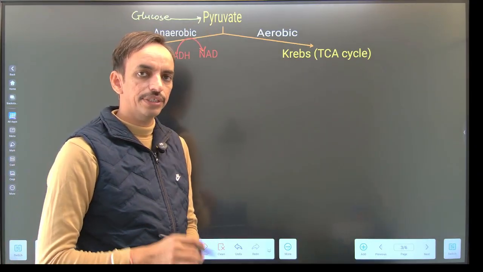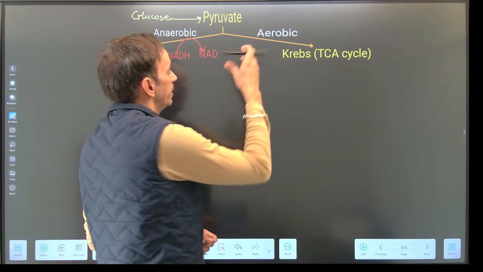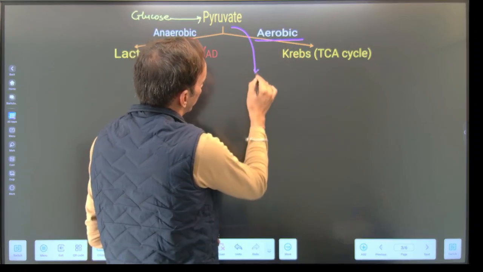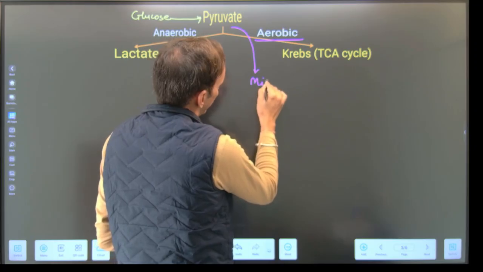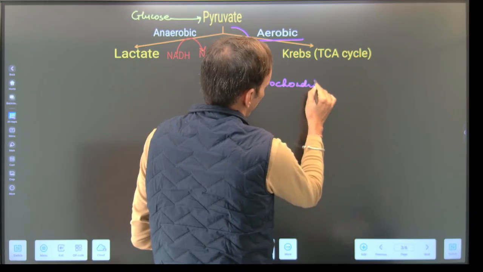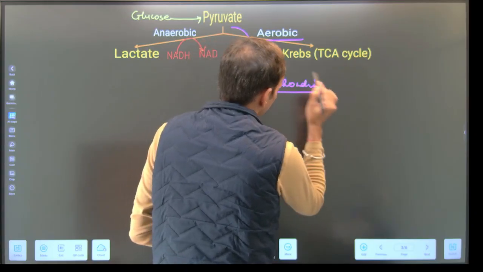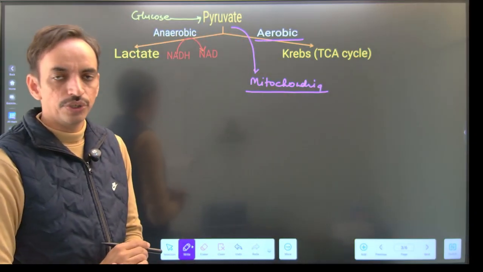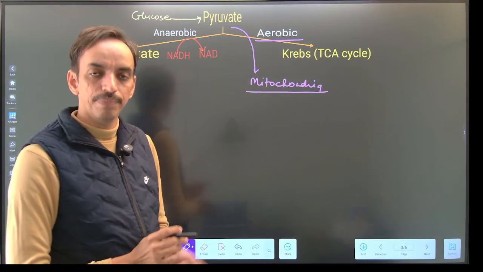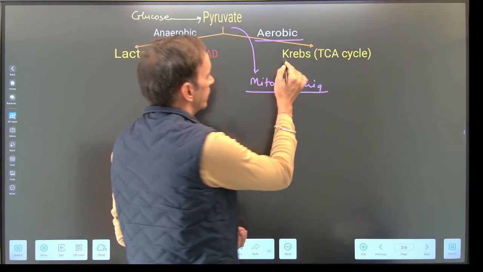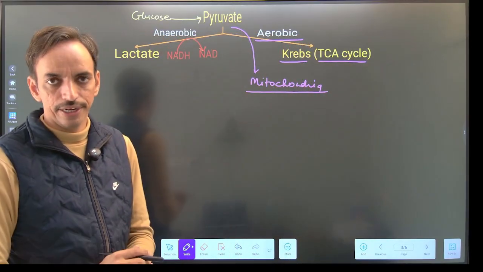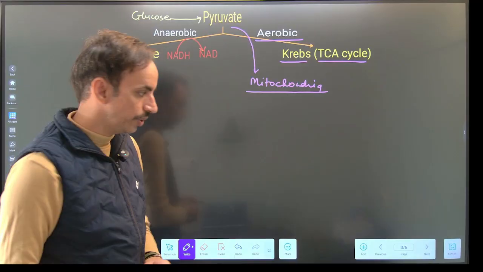And if the conditions are aerobic, then under these conditions the pyruvate will enter the cell organelle called the mitochondria, and within the mitochondria there is another cycle which also generates energy from the molecules of pyruvate, and the cycle is known as the Krebs cycle, which we are going to talk about today. So the conditions should be aerobic.